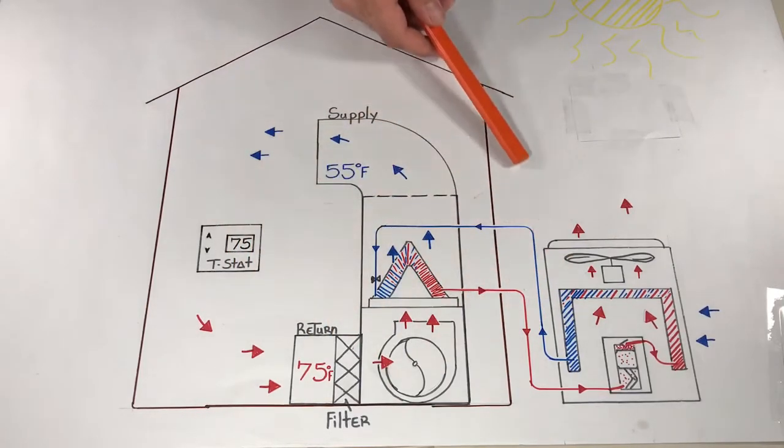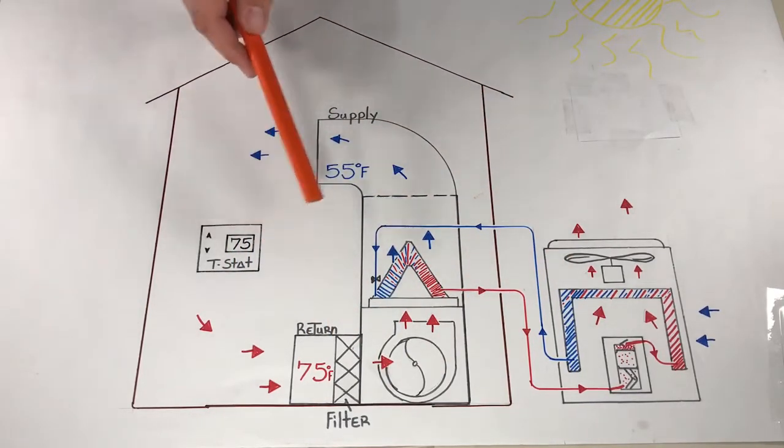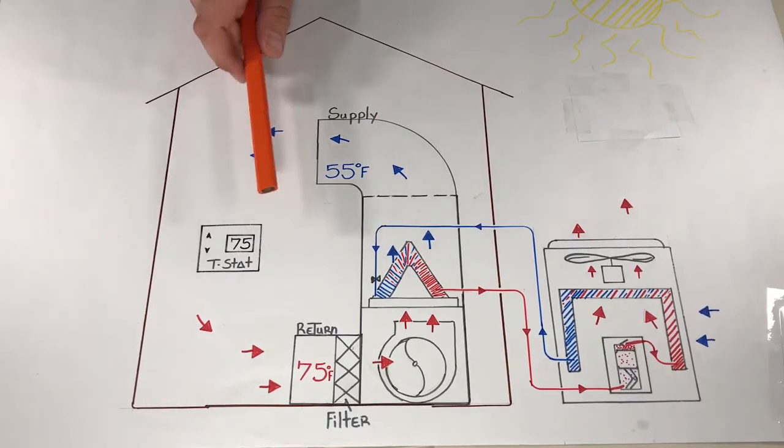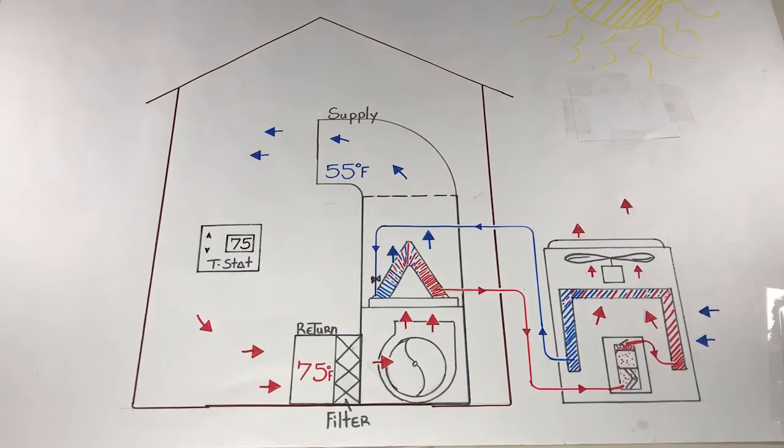This process will continue until the thermostat has achieved its set point. And this is the basic air conditioning cycle and how it cools your home.